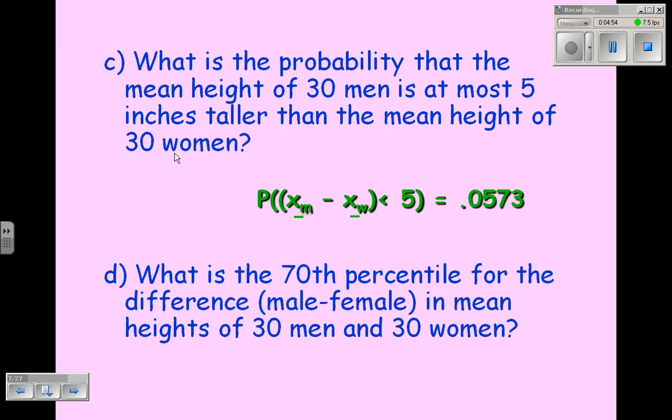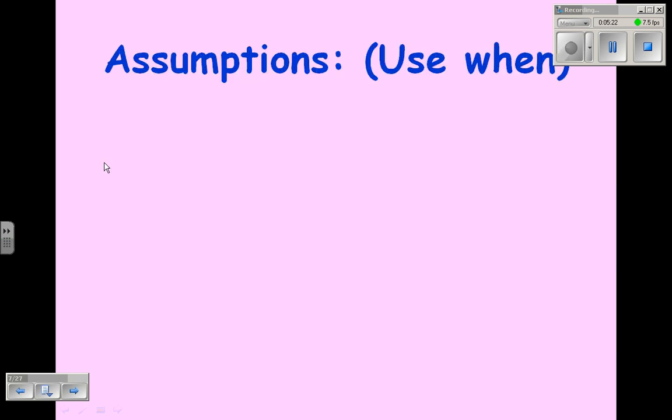70th percentile, same exact idea. We're going to do an inverse norm of 70%, so 0.7, with a mean of 6 and a standard deviation of 3.471 divided by the square root of 30, and we get 6.332 inches. So it dropped a little because we're talking about a sample as opposed to individuals. These problems should seem very familiar because we've done them before. These are all from Chapter 9. It's just now we're talking about the difference between two things.